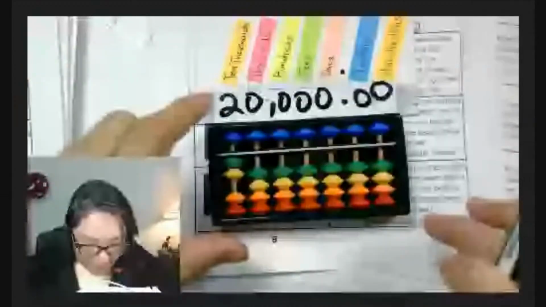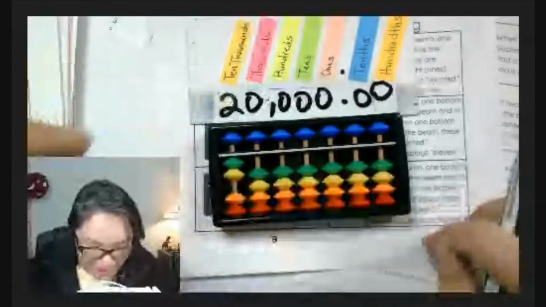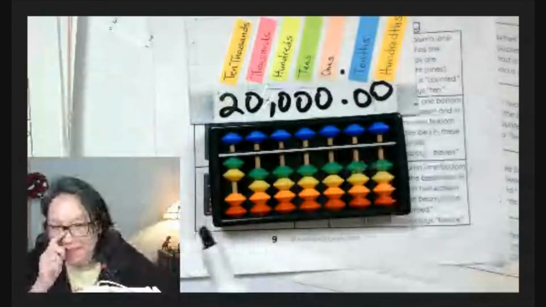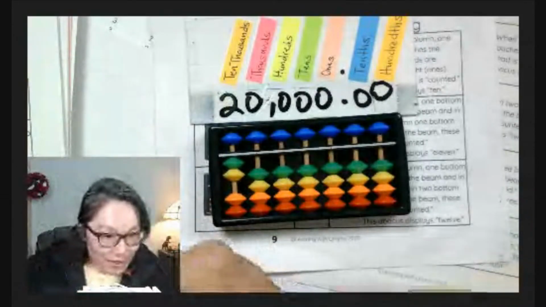Let me know. Oh, Anne, you know why I haven't laminated this? Because I'm still looking at the text. I found some other ones that I've done.